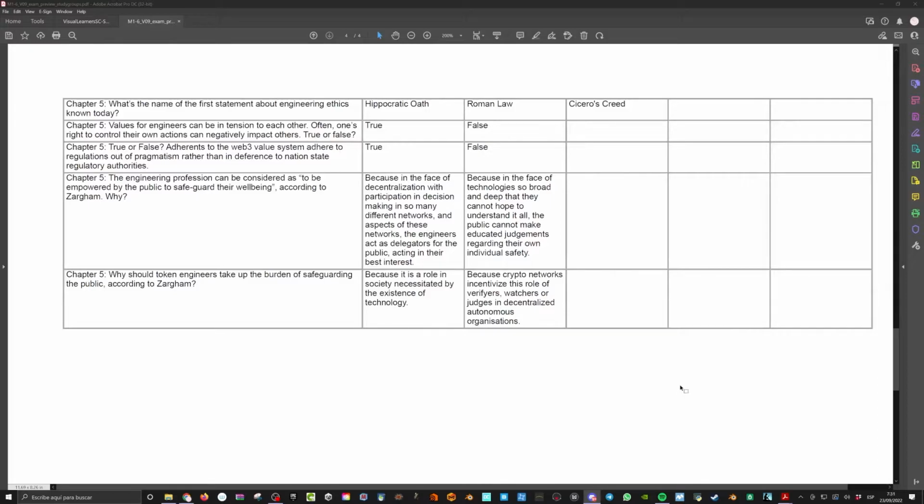Okay, what's the name of the first statement about engineering ethics known today? First statement, okay. Hippocratic Oath, Roman laws, Cicero's Creed. Curious Rabbit, do you want to take this? Cicero's Creed. Yeah, perfect.